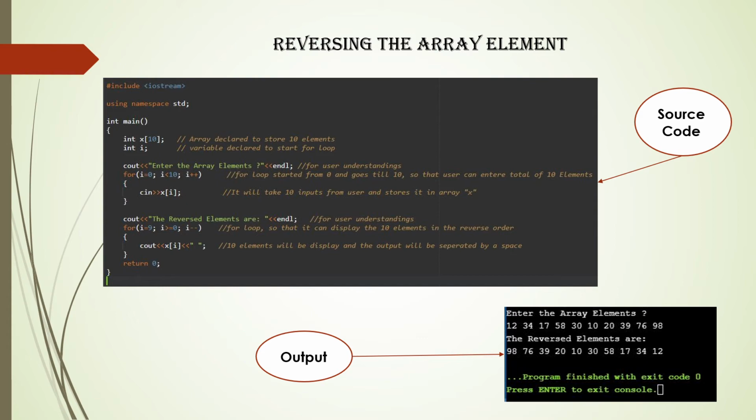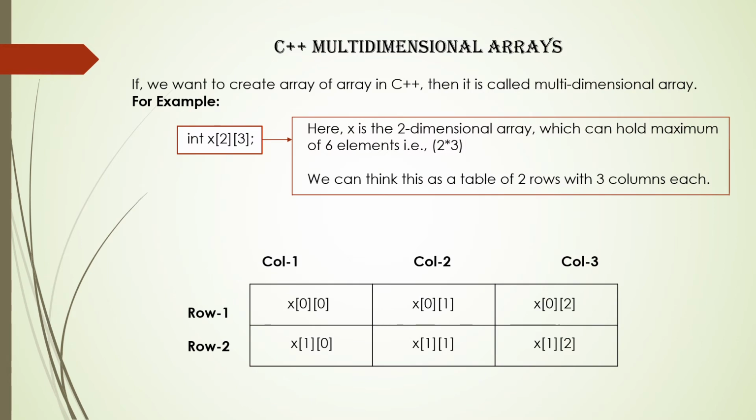Now the next topic is multi-dimensional arrays. Till now we have studied only one-dimensional arrays. Multi-dimensional arrays are mostly used in creating matrices, or we can simply say they create arrays of arrays. For example, here I have mentioned one two-dimensional array named x of int data type. Since it is a 2D array, there are two values in square brackets. The first one is for the number of rows and the second one is for the number of columns.